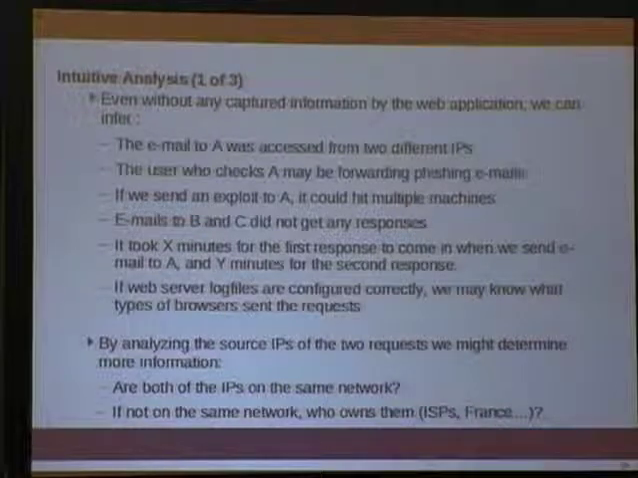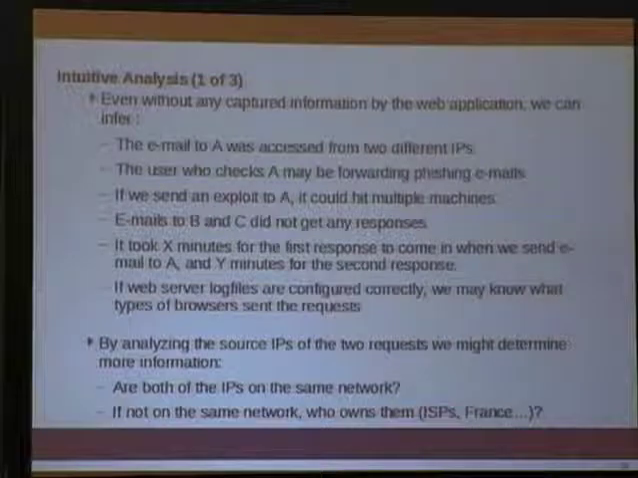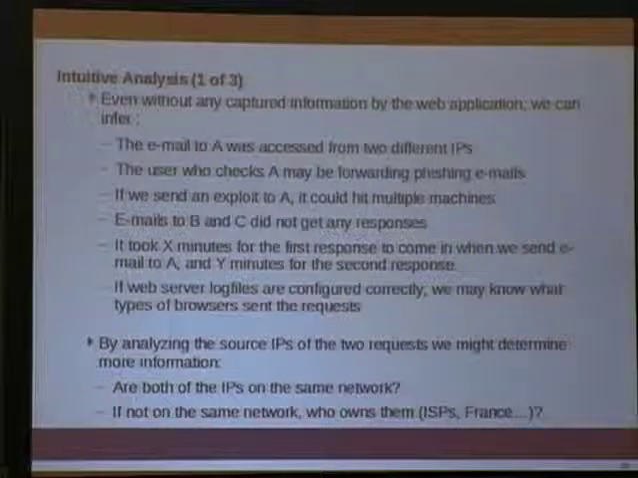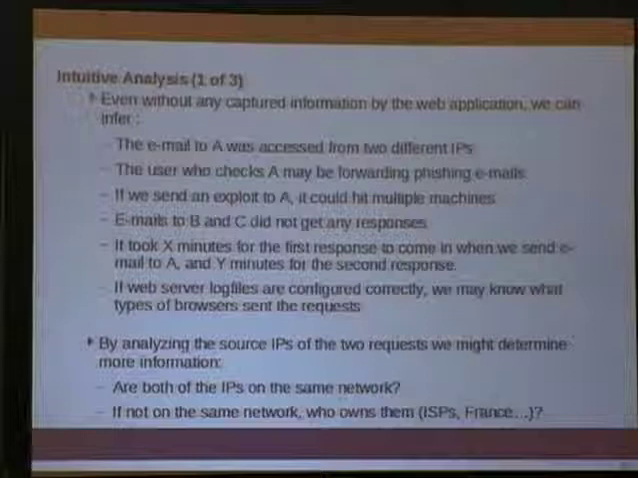We also know that emails to B and C did not get any responses, so it's not really worth targeting them afterwards. We know that it took X minutes for their first response to come in when we sent an email to A, and Y minutes for the second response. That could be useful for us. If it's right after one another, we know they're probably being forwarded because there's no way he's going to change his email that rapidly. If we have our web server logs configured right, we also know which type of browsers are sending the request to us. Again, very useful if we're going to run follow-on attacks.